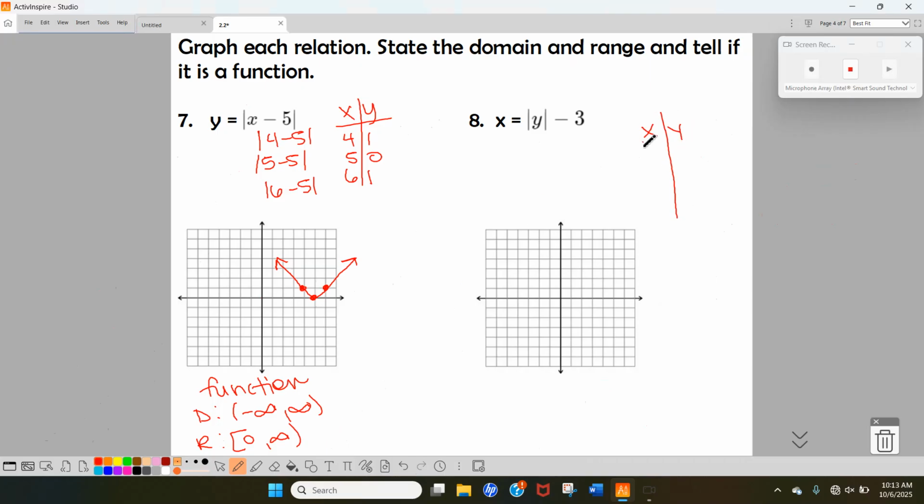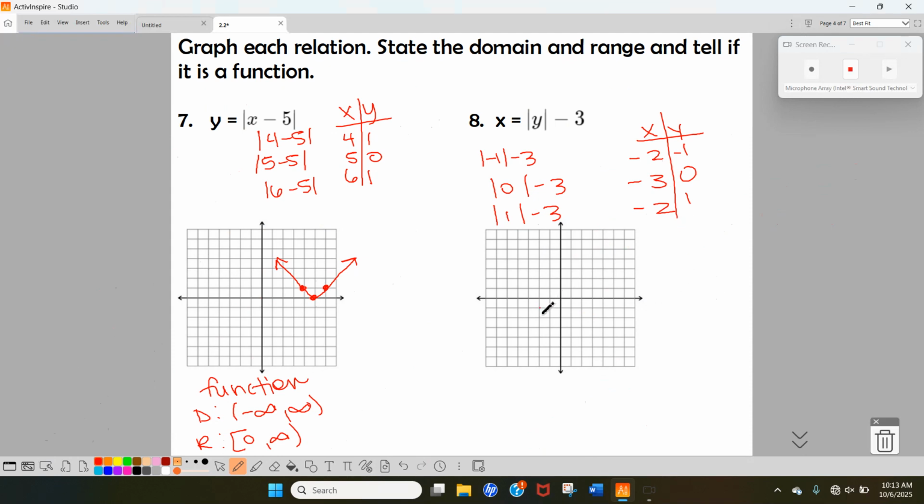All right, so number 8, we're going to plug in y values, and we're going to center on 0 because y is all that's in there. So remember, we want 0, and then we can do like negative 1 and 1. So absolute value of negative 1 is 1, minus 3 is negative 2. Absolute value of 0 is 0, minus 3 is negative 3. Absolute value of positive 1 is 1, minus 3 is negative 2.